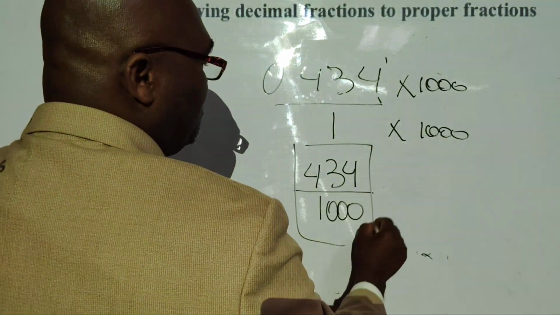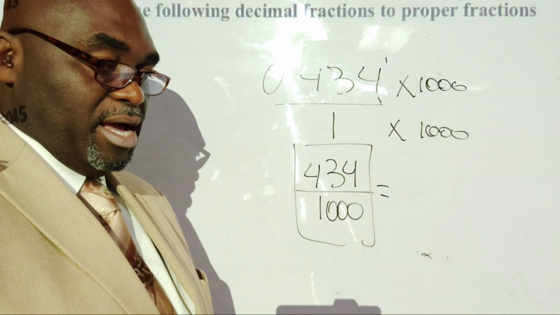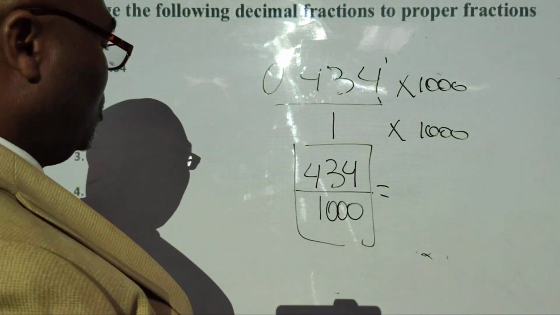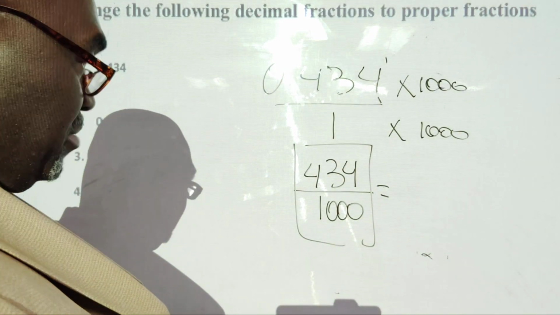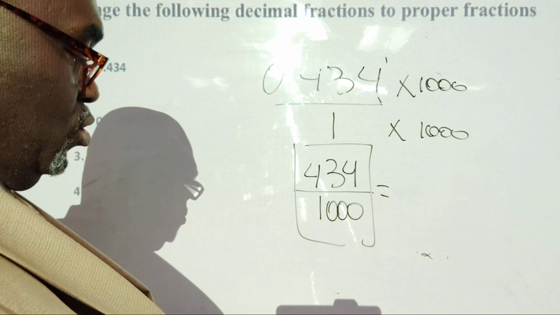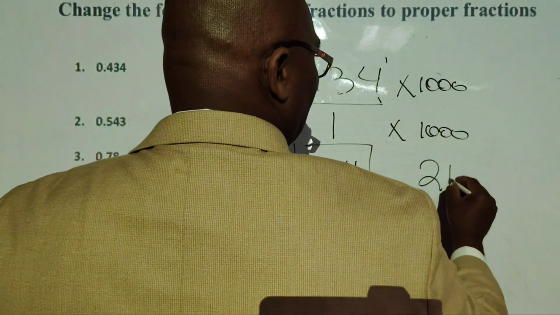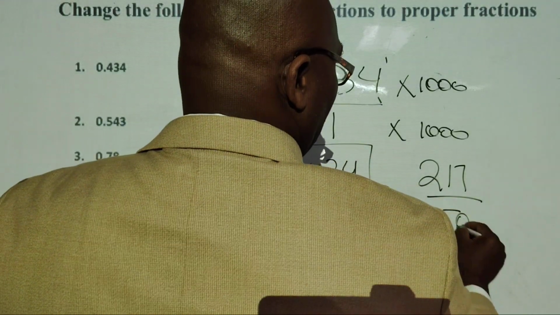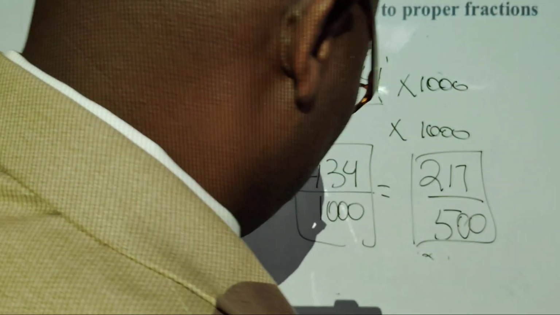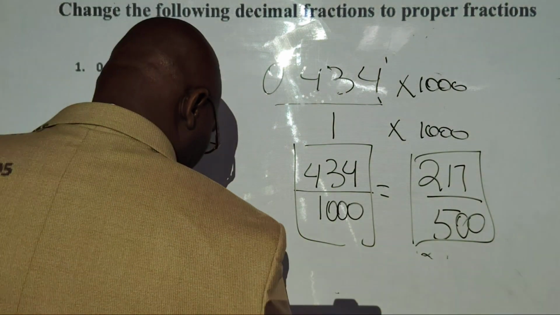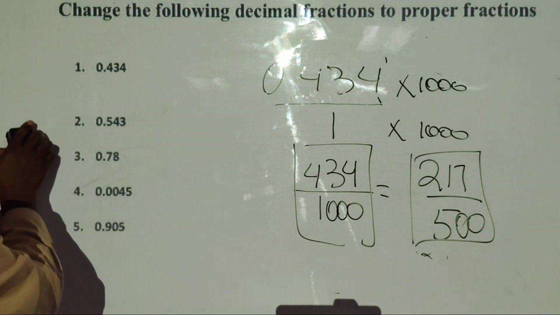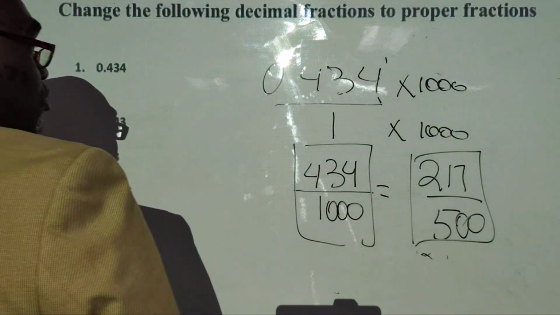Now, if you can simplify this, use your calculator and go ahead and simplify. Always remember, any number that ends with 0 or an even number can be divided by 2. So take 434,000, divide that by 2, and you get 217,000 over 500, which simplifies to 217 over 500. This is how you convert any decimal number to a fraction. Okay, so let us see if we can convert another one.